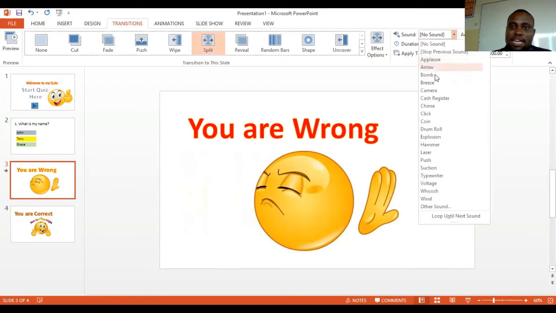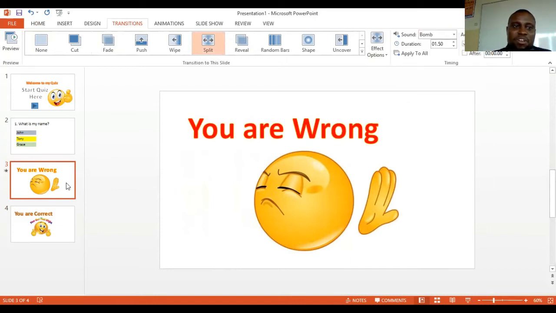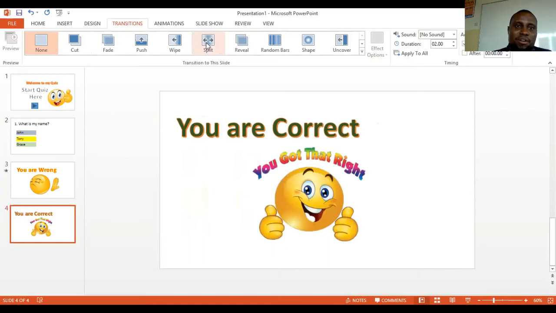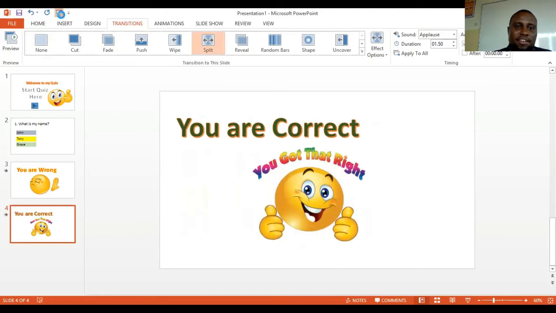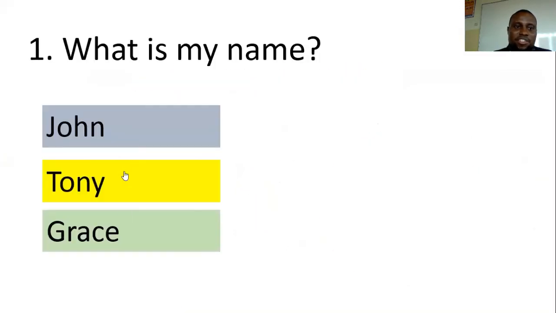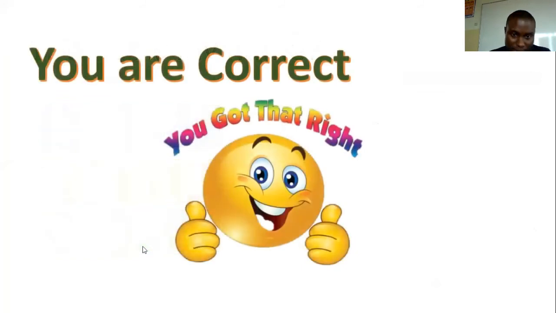So I'm going to add an effect like a bomb. Means you're wrong. Now, for correct, I'll go to split, and then this time it will be an applause. So now I'm going to play it again. Click John. You see an applause when it takes you to the slide.